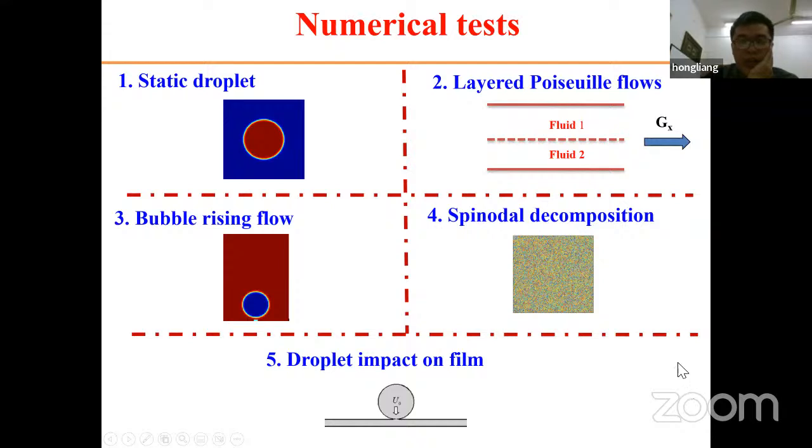We now use five benchmark multiphase problems to test our model. The first test is the static drop, the second is the Lamb-Poiseuille flow, the third is the bubble rising flow, the fourth is the Rayleigh-Taylor instability, and the last one is the drop impact on a liquid film.